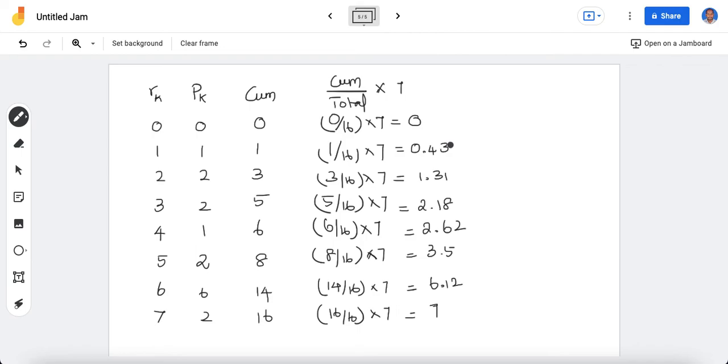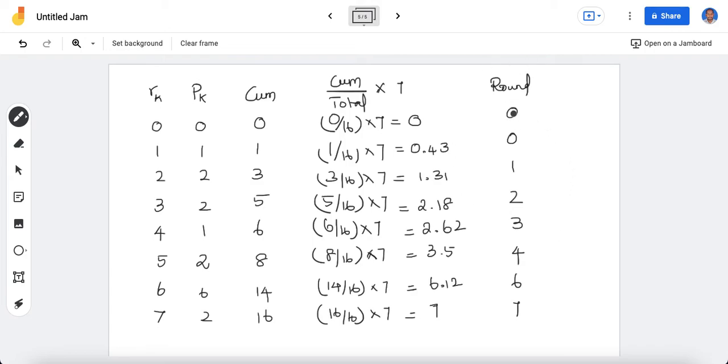Since the pixel intensity cannot be a fractional value, I have to round it off. So do that, round it off. 0 will be 0, 0.4 will also be 0, 1.3 can be considered as 1 when you round off. 2.18 is 2, 2.6 will be 3, 3.5 will be 4, 6.1 will be 6, and this 7 remains as 7.